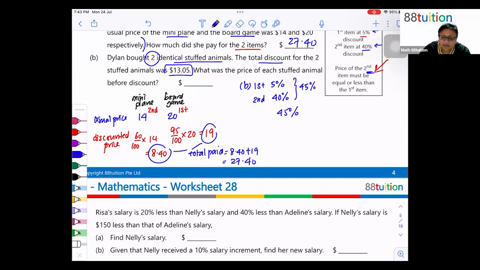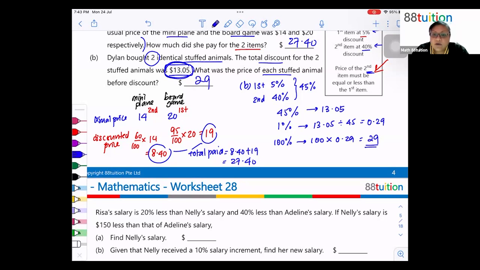So you have 45%, because this is a combined cost. The cost is $13.05. So that means 1% will be how much? Divide by 45 to give me 0.29. Now, because I want to find the price of each stuffed animal, I want to find 100%. So that's 100 times 0.29 to give me $29.